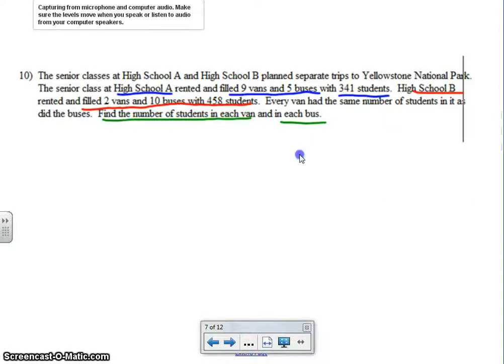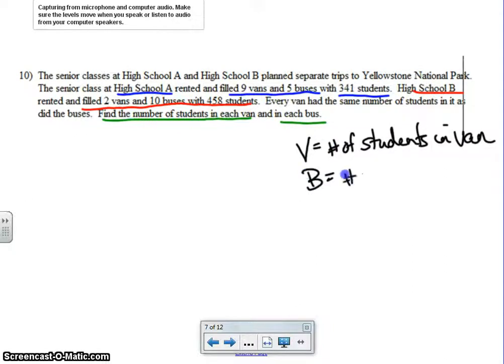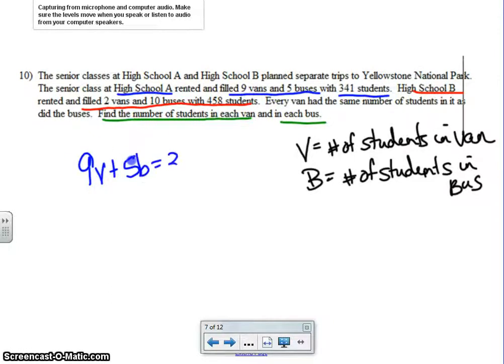So setting up the variables, pretty lame. V is going to represent the number of students in a van. And B is going to represent the number of students in a bus, assuming they're at capacity. So setting up our system, for high school A we got 9 vans plus 5 buses, 341 students. And then high school B, 2 vans and 10 buses, 458 students.